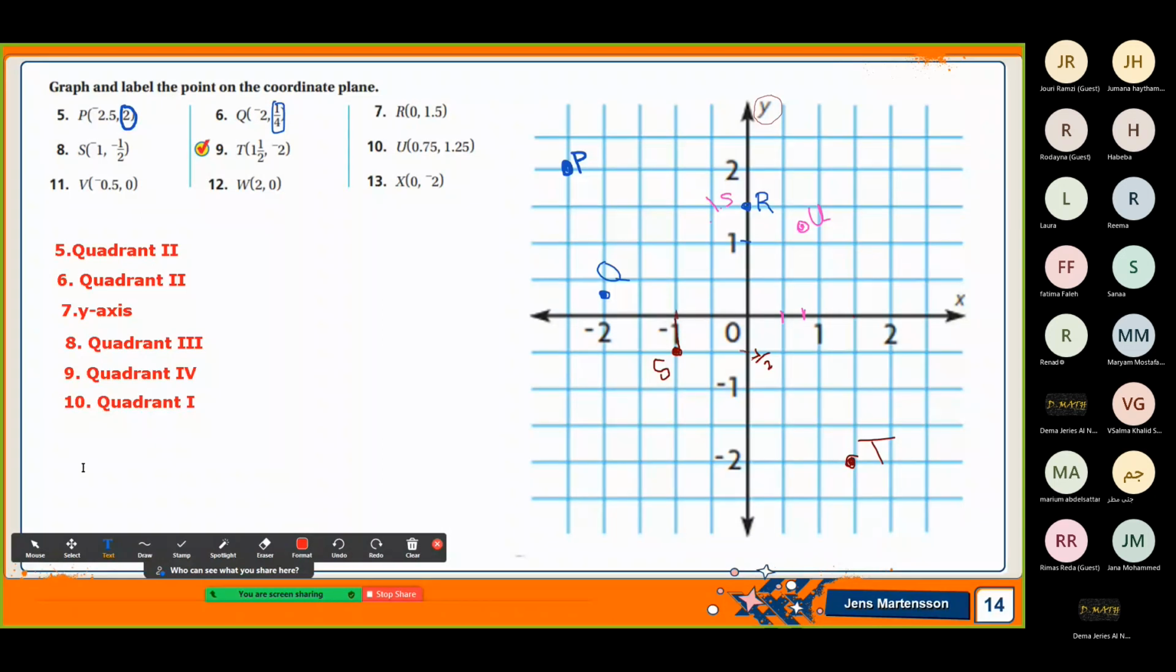Jury. Yes, teacher. Yes, Jury. Now letter V, number 11. Yes, we have negative 0.5. We will go to the negative. We will be negative, like between -1 and 0. Yeah, bravo. So it is on this blue line. It's between -1 and 0. Then we will search for 0.